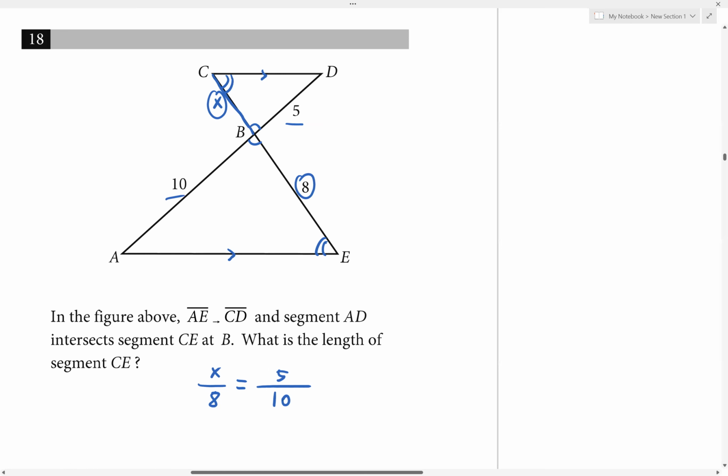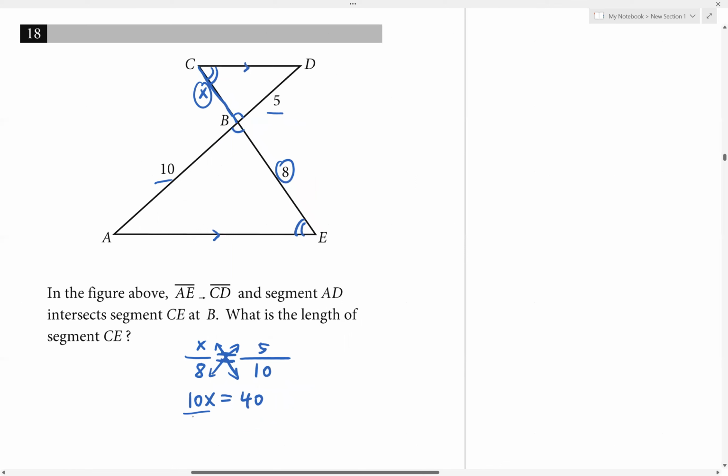We can also see that they match: 10 and 5 seem to be the longer legs of the triangles, so they should go together. To solve for X, we can cross multiply. Cross them over and multiply out, and we get 10x equals 5 times 8, which is 40. Then to solve for X, we divide by 10 on both sides. X equals 4.